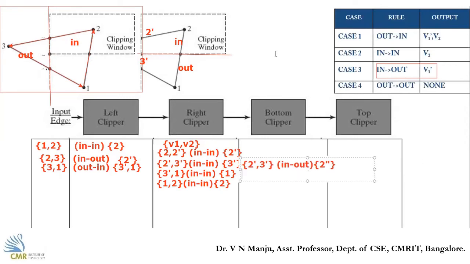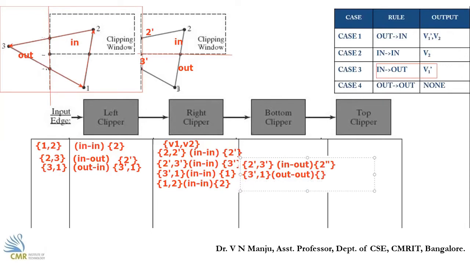Now the next point. What's the next point? 3 dash to 1. Let me write it as 3 dash to 1. What is that? It is out to out. I told you, this is out, this is in. So when it is out to out, what will I get? Nothing, it is empty. No vertex is passed.